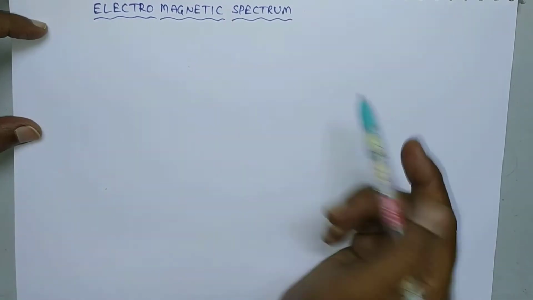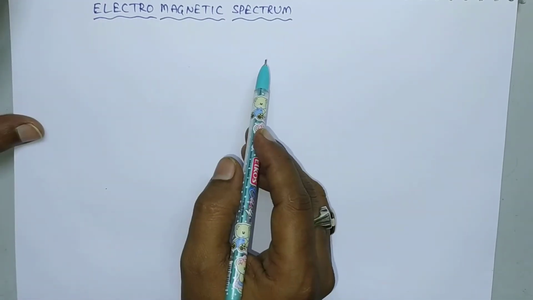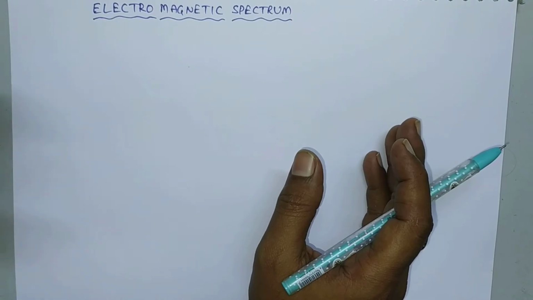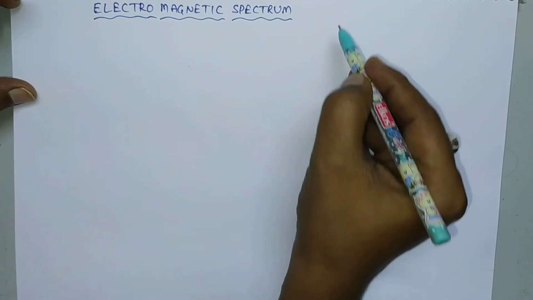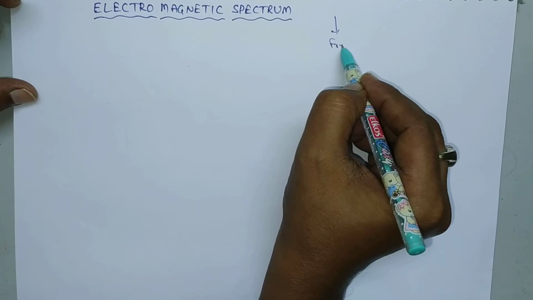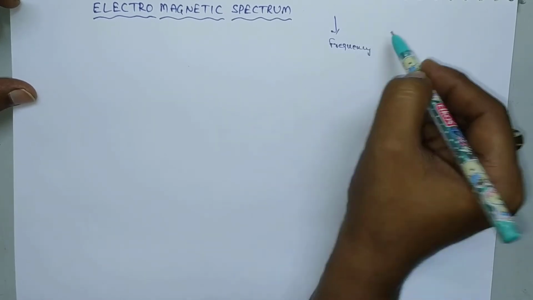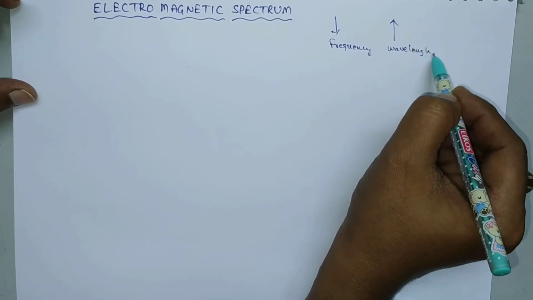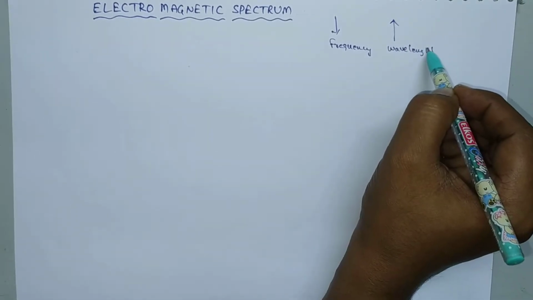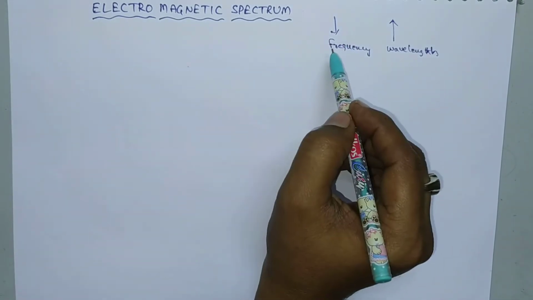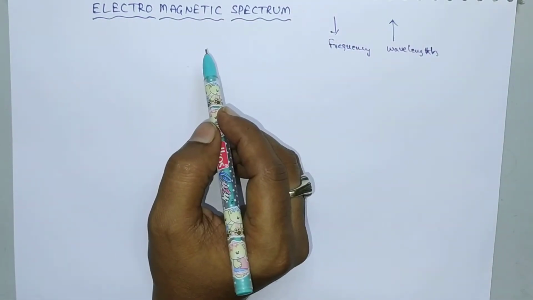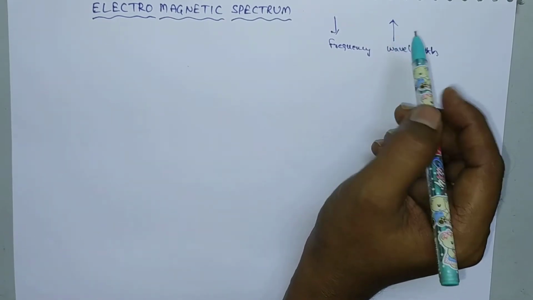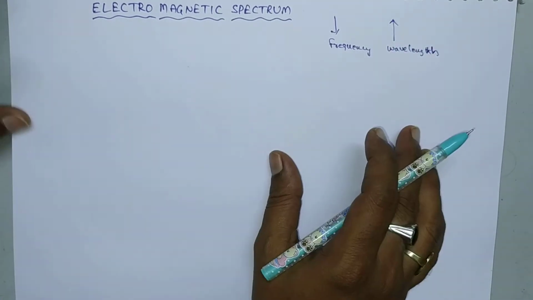Now let us move on to our topic, the electromagnetic spectrum. This electromagnetic spectrum consists of various electromagnetic radiations which are arranged in decreasing order of frequency, or increasing order of wavelength. So these electromagnetic radiations are arranged in decreasing order of frequency or increasing order of wavelength, and that spectrum is called the electromagnetic spectrum.